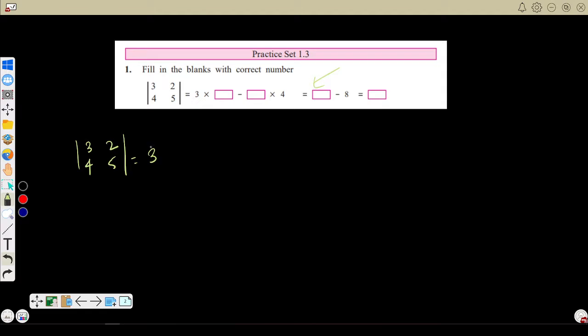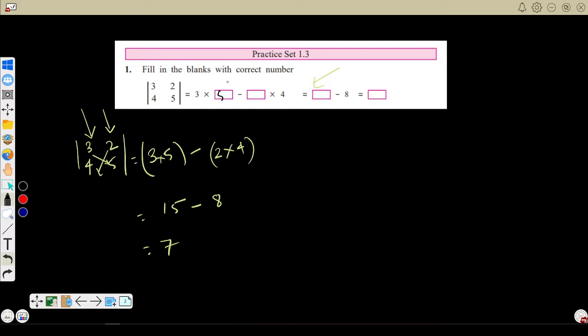Before solving this, I'll solve the determinant and then we'll proceed with the answer. So what is the method? We look at the first element and we multiply this with the diagonal element. So 3 multiplied with 5, this is the first calculation, then we subtract. After this, we look at this element, that is 2. Multiply 2 with 4. This will give me 15 minus 8. If you solve this, the answer is 7. Now we have the calculation, we'll just fill the empty boxes.